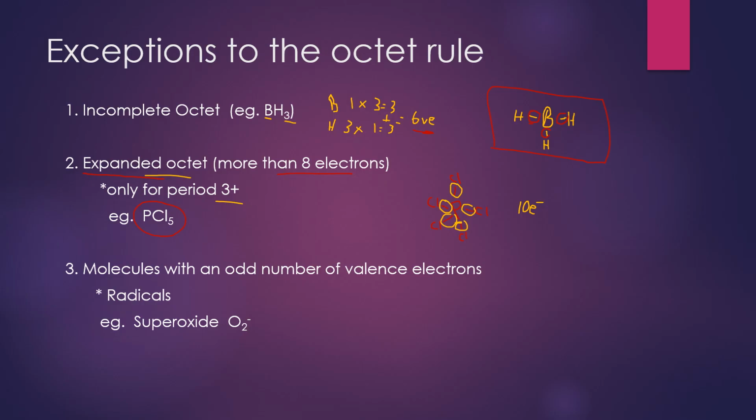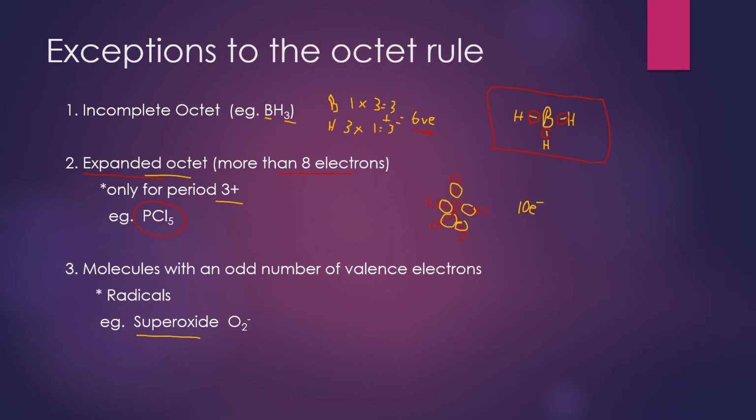Now the third category. These are molecules with an odd number of valence electrons. These are often referred to as radicals. They are very, very reactive because when you have an odd number of valence electrons, you can't have electron pairs anymore. And if you don't have electron pairs, you come up with a very unstable molecule. An example of this would be the superoxide, O2 with a -1 charge.